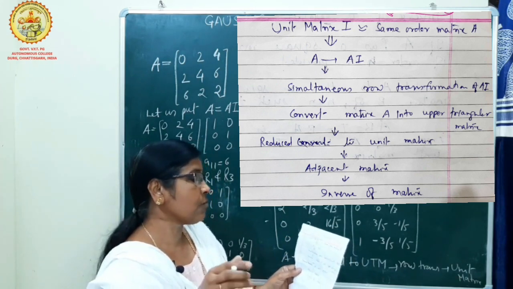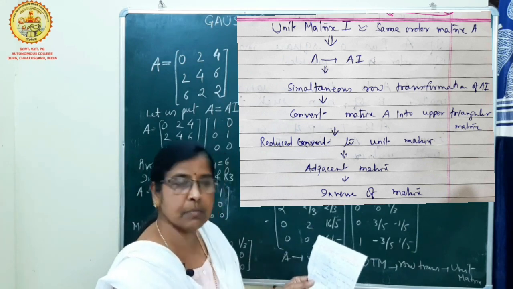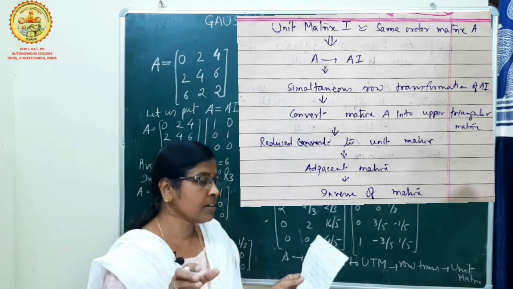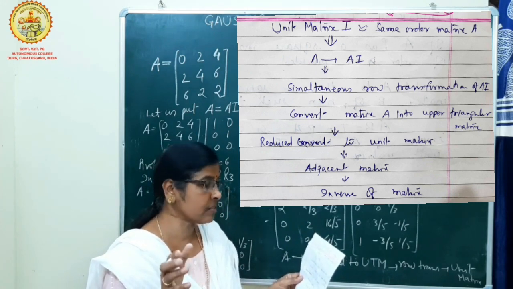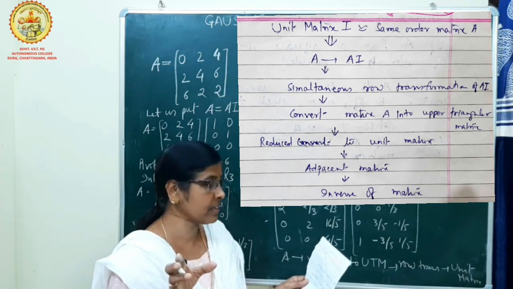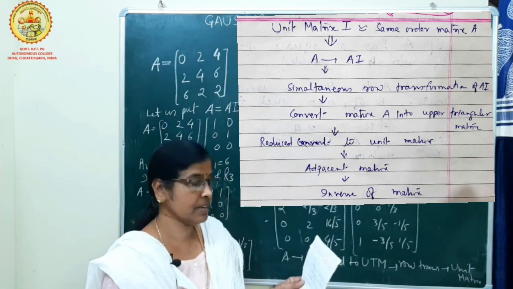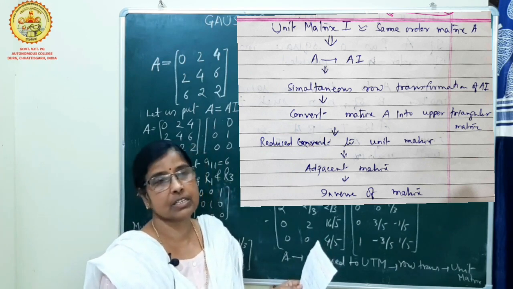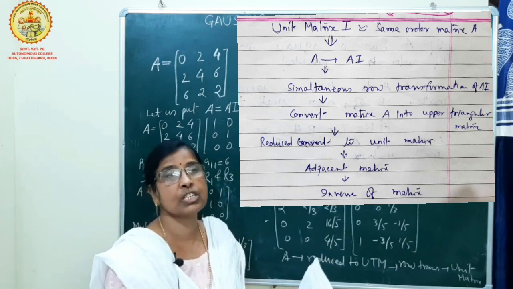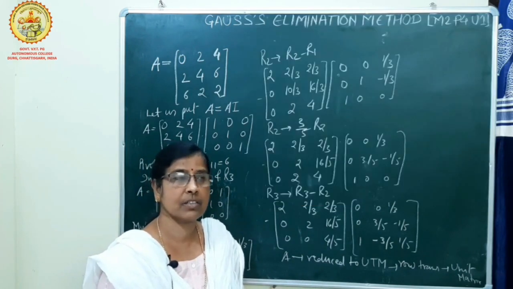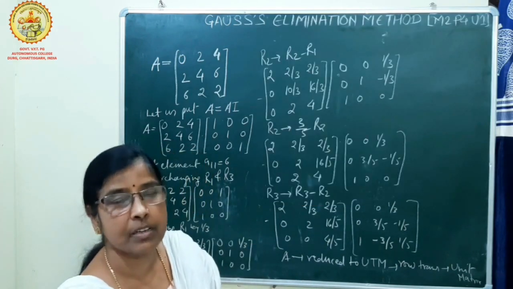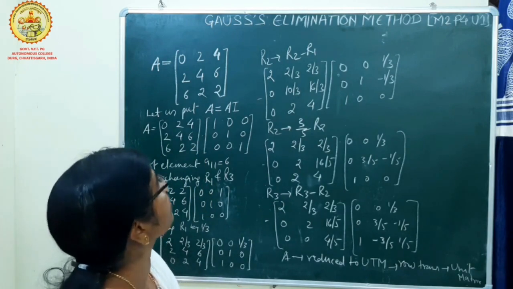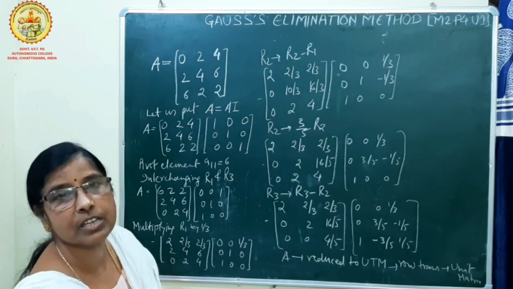Now next we convert matrix A into an upper triangular matrix, and next this upper triangular matrix is reduced to a unit matrix, and this gives the inverse of the matrix. This is the main process of finding the inverse of a matrix from Gauss's elimination method. Now we take an example to explain this.